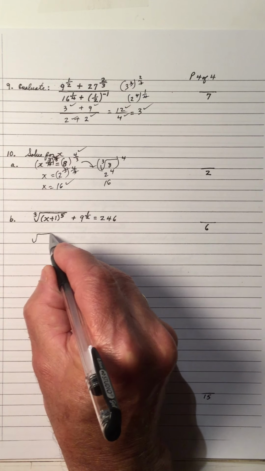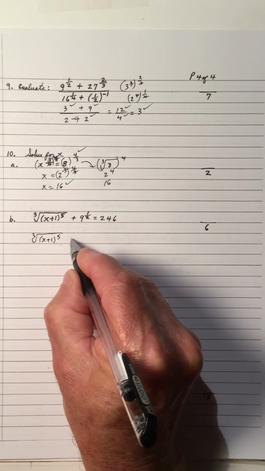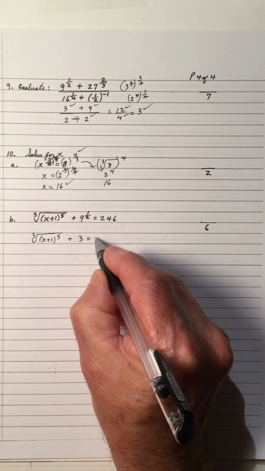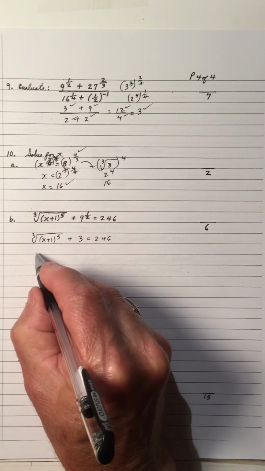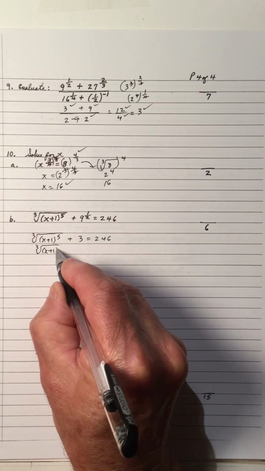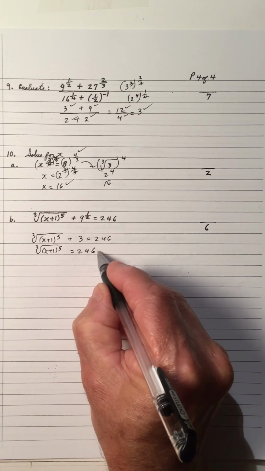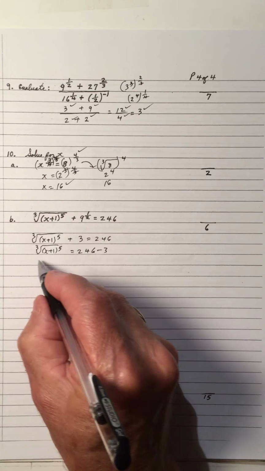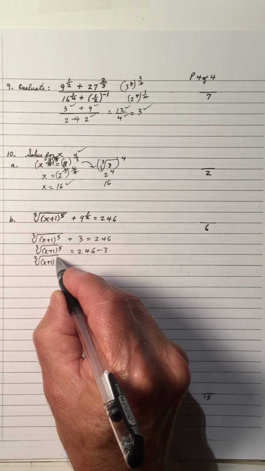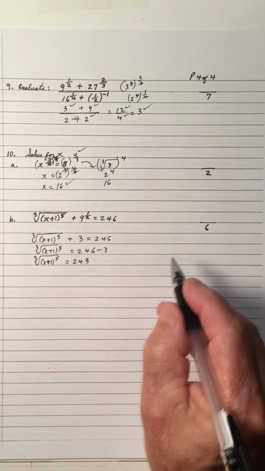And the last one to do, let's simplify this. So we have the cube root of x plus 1 to the 5th power. This is the square root of 9, which is a 3, so we do that first. Then we have to isolate the cube root of x plus 1 to the 5th power. 2, 4, 6, 246, subtract 3. So we get the cube root of x plus 1 to the 5th power, and that's 243.